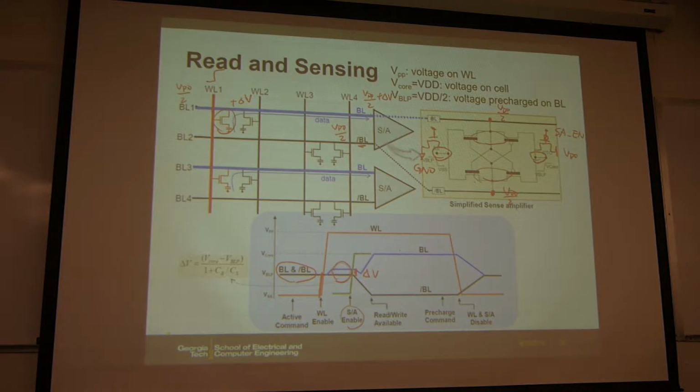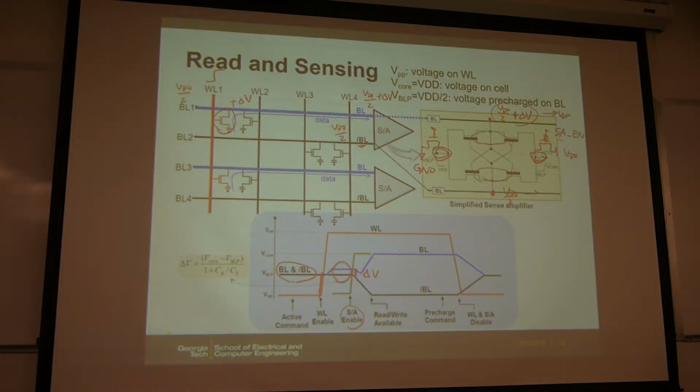But once you turn on the sense amp enable, after this one becomes half VDD plus delta V, now you turn on the sense amp enable. That means this circuit will have the path to the ground and to VDD. So this one will charge to VDD.